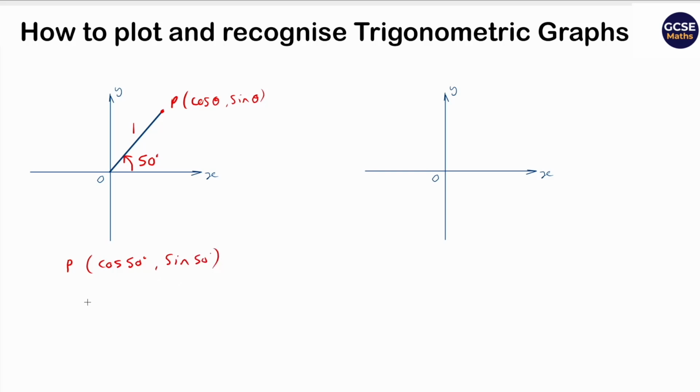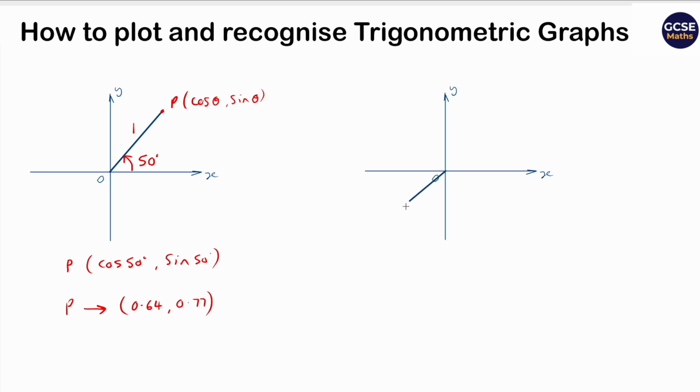If we put both of those into our calculator, we can see that the coordinates of P are 0.64 to 2 decimal places and 0.77 again to 2 decimal places. So that point there, you can see it's 0.64, 0.77, that coordinate. Let's look at one more.